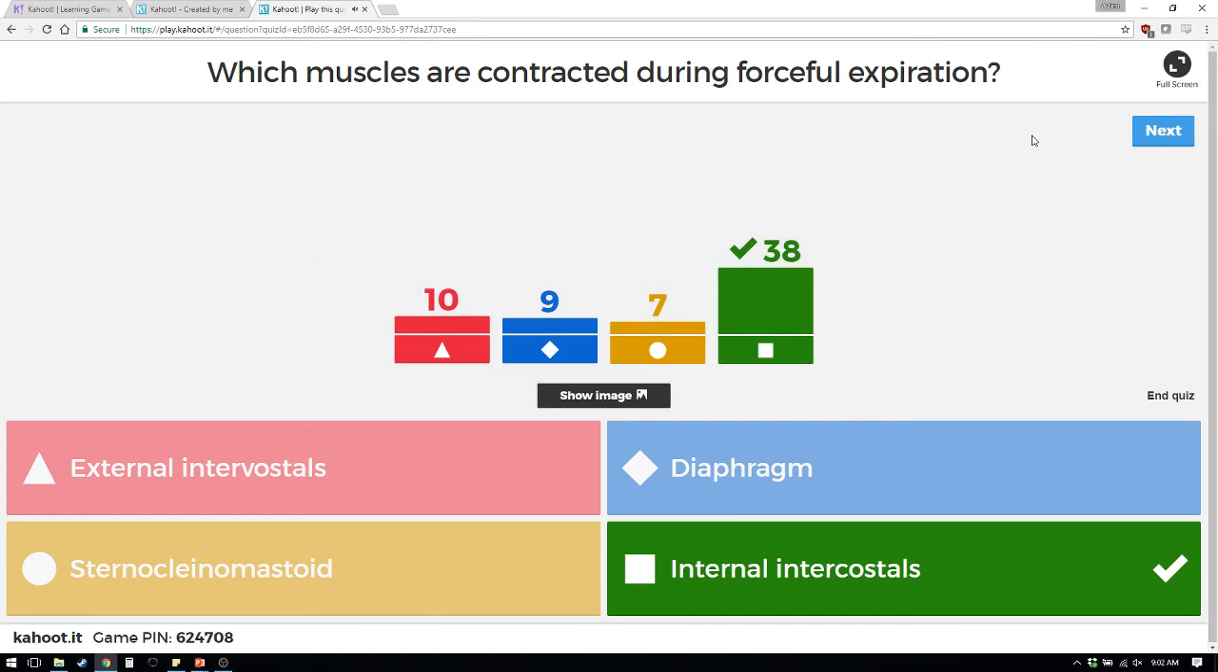The internal intercostals. Okay, why is it not the diaphragm? Yeah, contracting of the diaphragm pulls it down, and that's going to be for inspiration when you're having just normal breathing occurring. During expiration, it just relaxes, right?